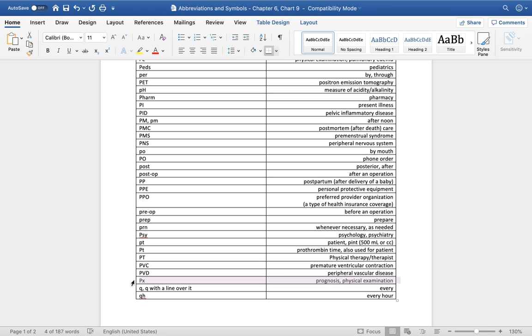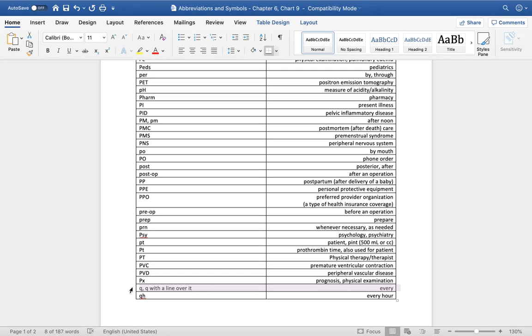Prognosis or physical examination, you know what physical examination is, but prognosis is before they have a diagnosis. If there's a diagnosis, that means that the doctor has run tests, scans, they have a good idea of what's going on. Prognosis is before they do that. It's kind of like their educated guess as to what's wrong with the patient.